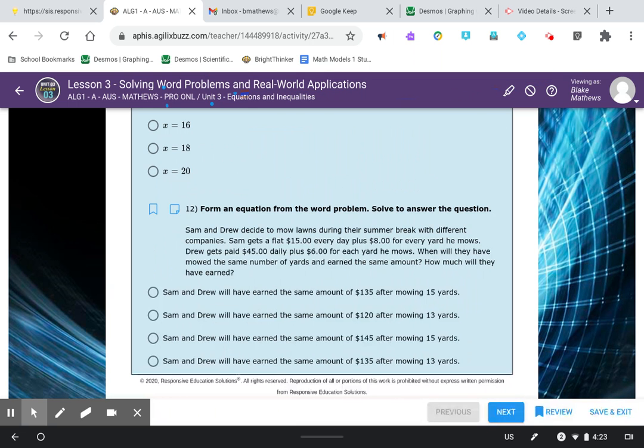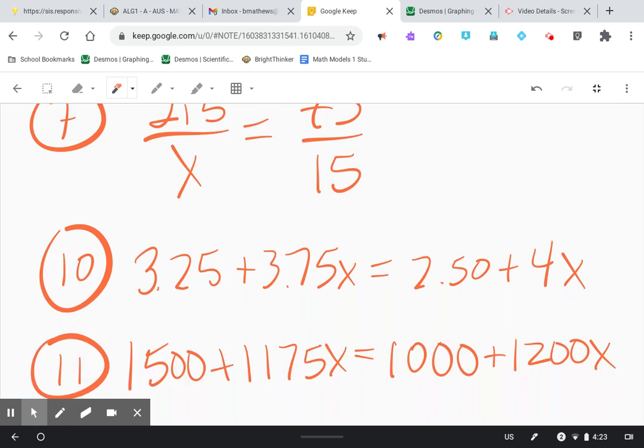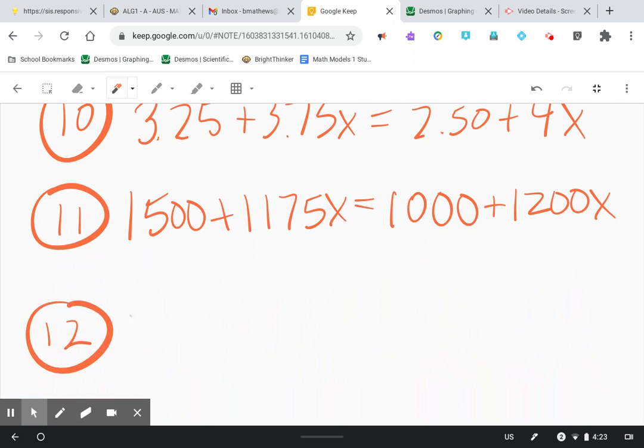And last one, number 12. Same exact concept. I'm going to let you try that one out after having seen all the examples. So you go ahead and do number 12 yourself. 12, try it out.